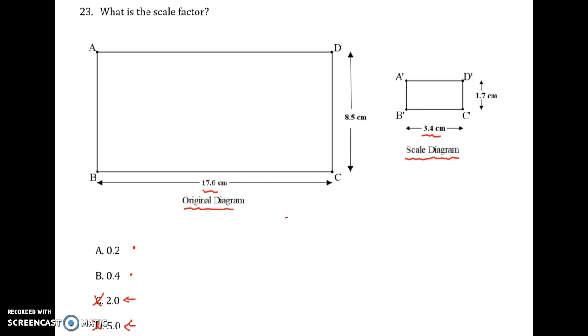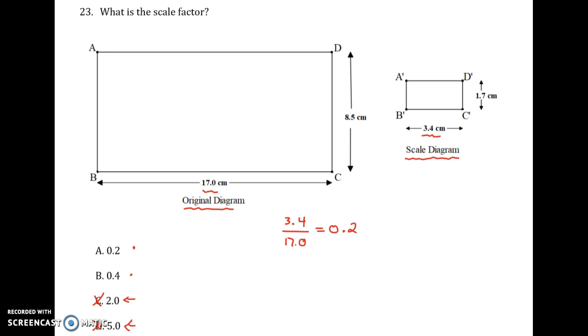So we want to take the scale diagram length and divide it by our original diagram length. Now keep in mind that we want to divide the scale by the original, not the other way around. So if we do that, we get an answer of 0.2.